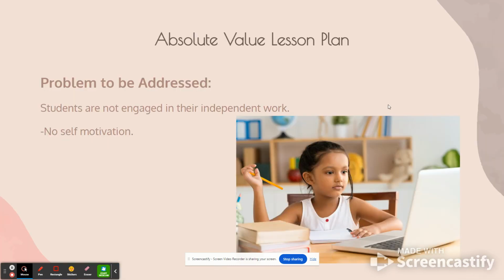This absolute value lesson plan is set up to address a problem that I have with my virtual classroom. The students are not engaged in their independent work. They have no self motivation. I think that they are not engaged because they're not having fun with their learning.